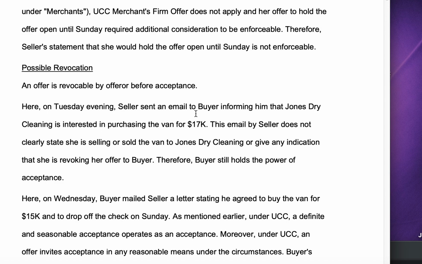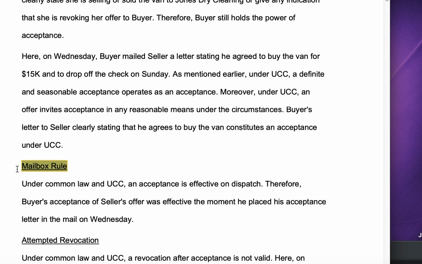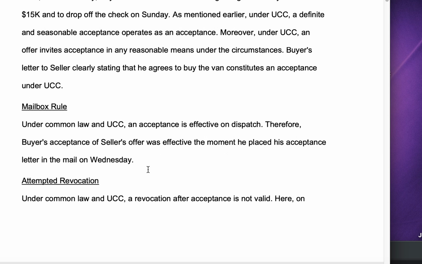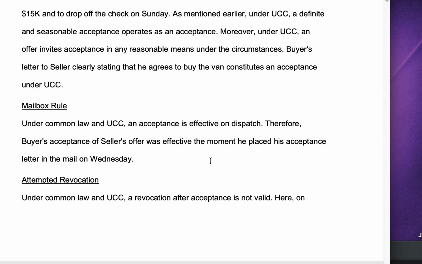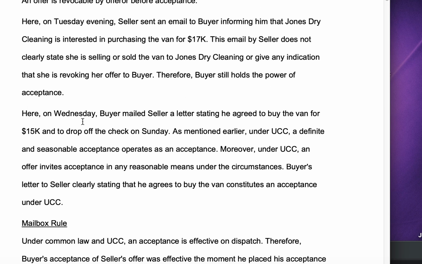So here on Tuesday evening, the seller sent the email. Here on Wednesday, see how they break it apart? Oh, here, they've got the mailbox rule in here. Okay, so under common law and UCC, acceptance is effective on dispatch. Correct. Therefore, buyer's acceptance of seller's offer was effective the moment he placed his acceptance in the letter on mail on Wednesday. Wait, did he send a letter too? Wait, okay. Here on Wednesday, buyer mailed a letter stating he agreed to buy the van for $15,000.